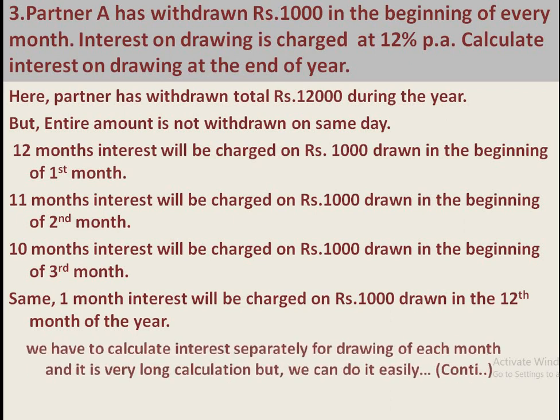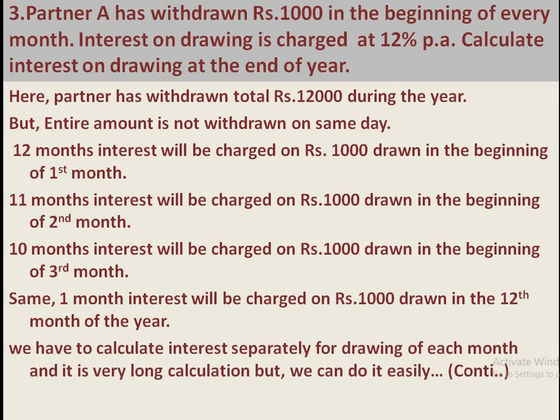Because you cannot calculate 10% on 12,000, because in 12,000, 1,000, 1,000, 1,000, each 1,000 is drawn on very different dates. So actually we have to calculate interest by a very long process. The first drawing, 12 months interest. Second 1,000, 11 months interest. Yes, na? So how to calculate it easily? Okay, let me check here.